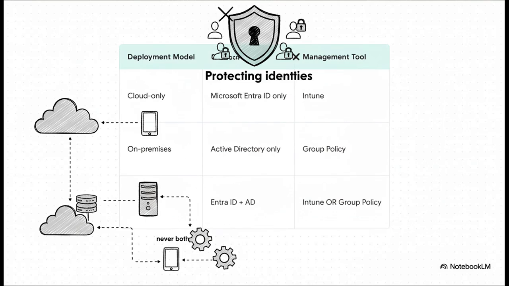You absolutely 100% need to know this table for the test. It's all about how you actually deploy and manage this stuff. If you're cloud only, you use Intune. If you're old school on premises, you use group policy. And for hybrid, well, you can use either one, but, and this is key, never both at the same time on the same device. You'll just cause a mess.